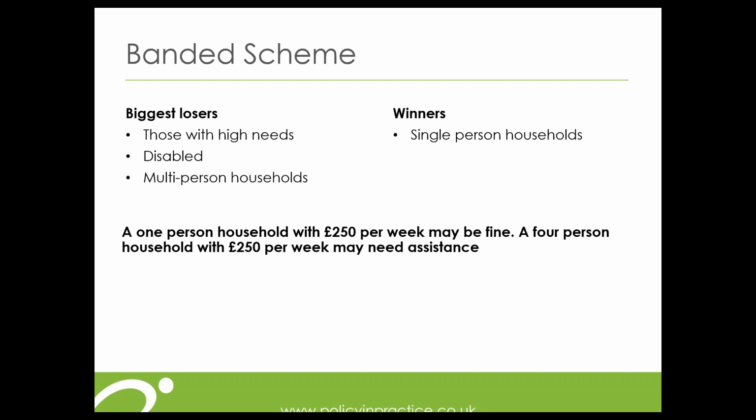250 to 300, they get a smaller discount. You will always hit those with higher needs because there's no needs assessment in this. You're not looking at what people's requirements are. The example I've got here is a one-person household with £250 a week may be fine. A four-person household with the same income isn't. So your losers are going to be those with high needs, and your winners are going to be the single-person households.